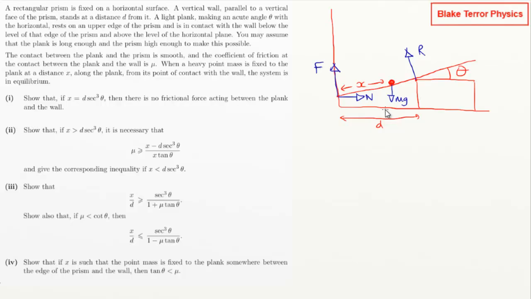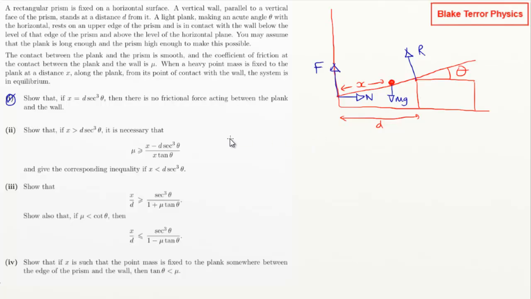But that is going to change at some point, isn't it? If we move that fixed mass far enough along the other way, then the friction is going to flip in the other direction. Whether that happens as soon as it goes past the pivot point is another matter, but friction could be going in either direction, I think is what I'm getting at in this setup. So part 1: show that if x equals d sec cubed theta, there's no frictional force acting between the plank and the wall. Right, so that's our limiting case, or our transition case, where the friction is flipping sign.